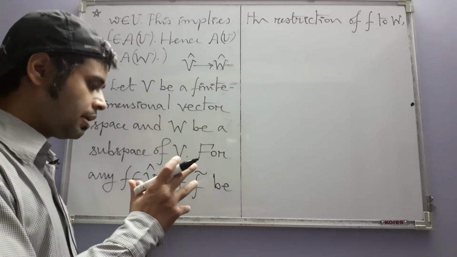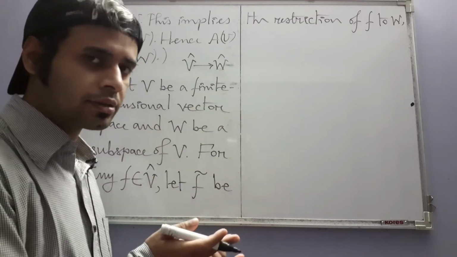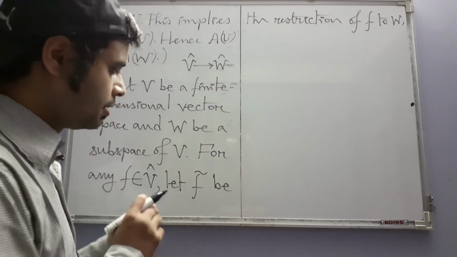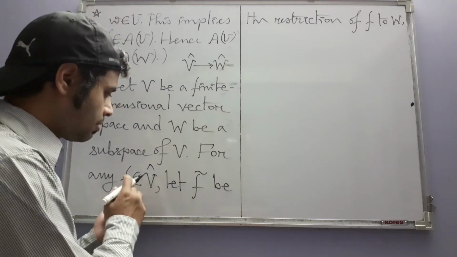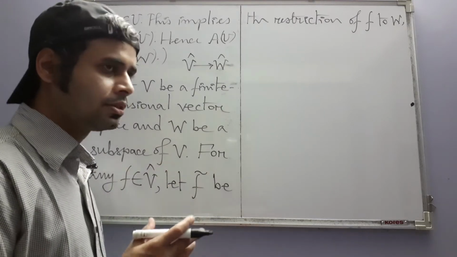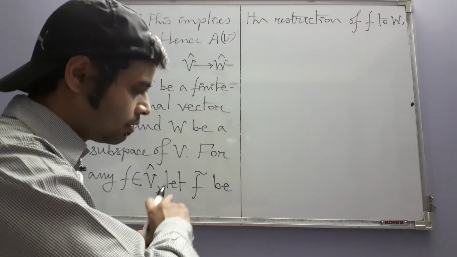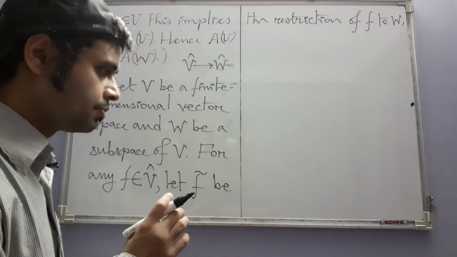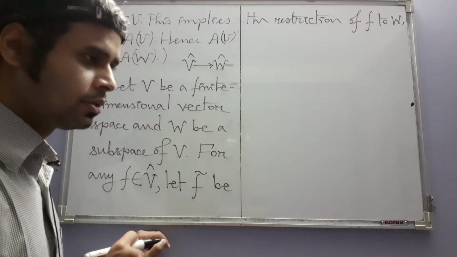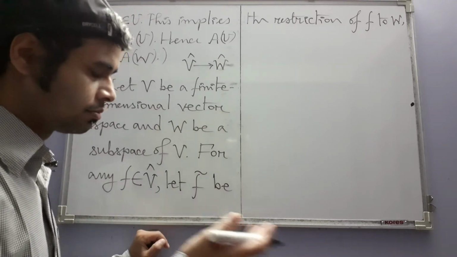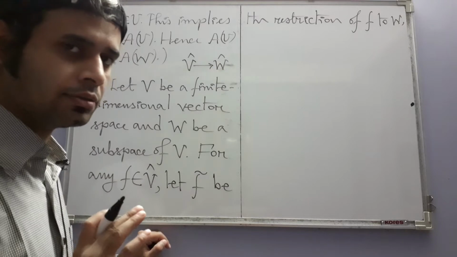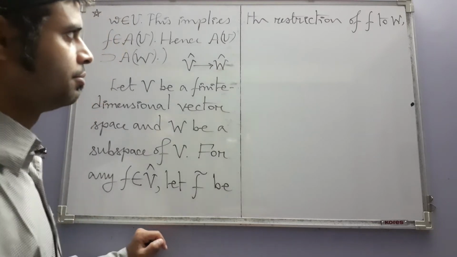So W is a part of V, because V is the entire space, W is a subspace. So we can consider the restriction of f to W. That means we can consider the restriction function whose domain now becomes W, the restricted region, and of course the function is still F valued, that is, the field valued function.